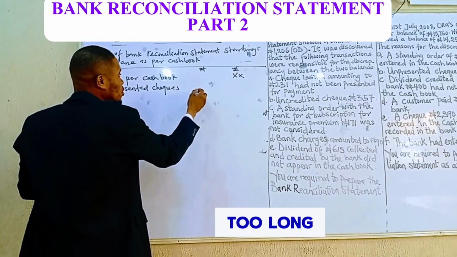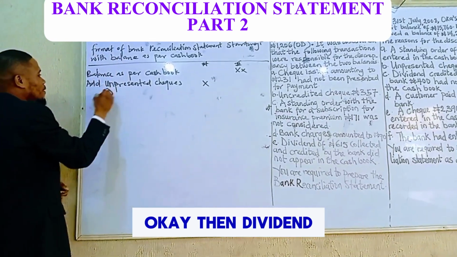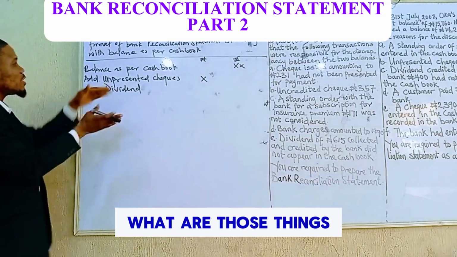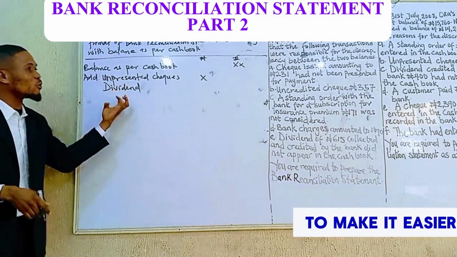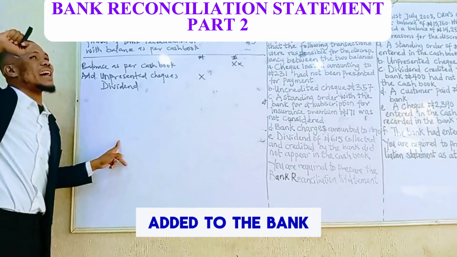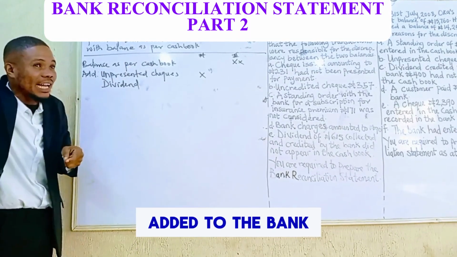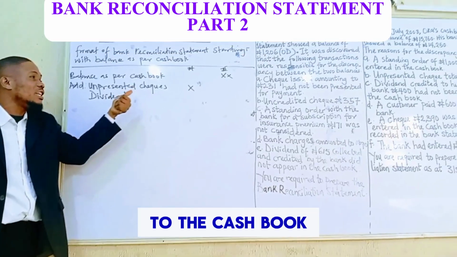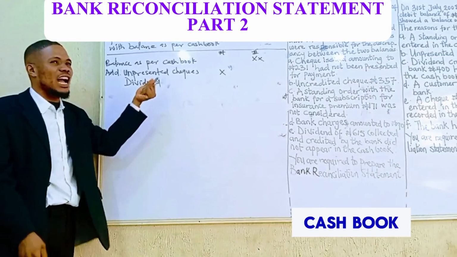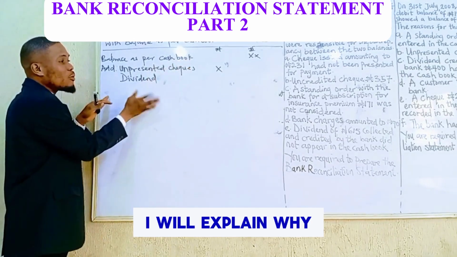So I don't want the video to be too long. Okay? Then, dividend. Now, what are those things we need to add to cash book? To make it easier, anything that is already added to the bank statement in your own bank, any value that is added to the bank but has not been added to the cash book, in that case, your bank statement will be higher than your cash book. You need to add them back to it. I will explain why you need to add them back when solving questions.